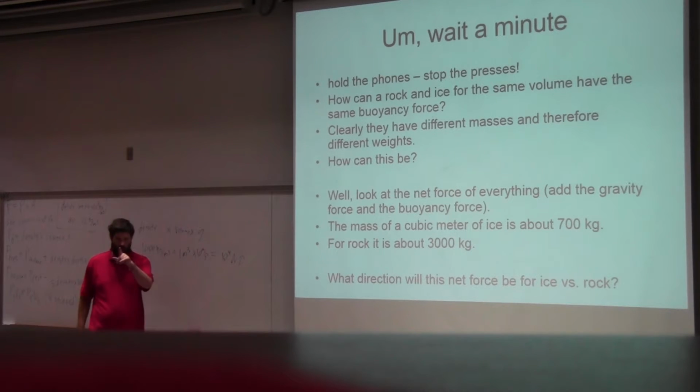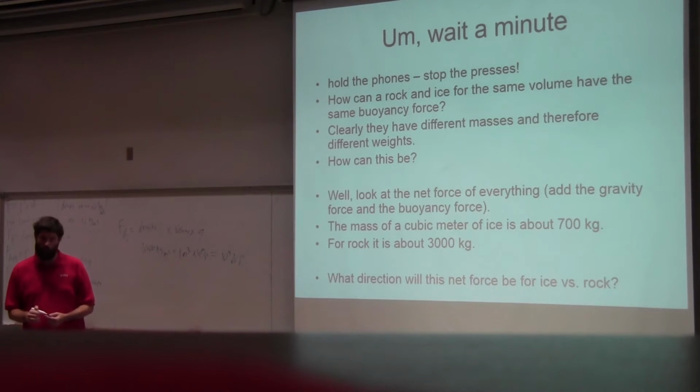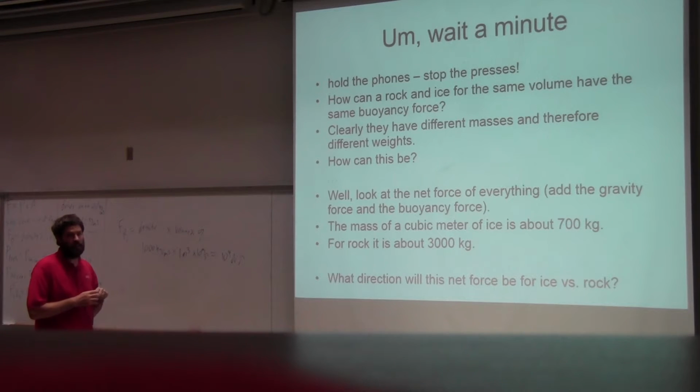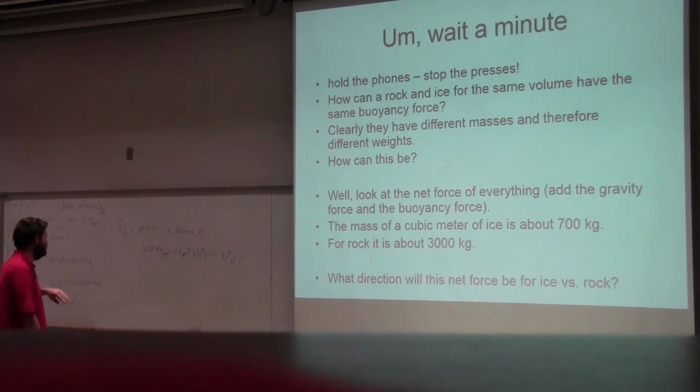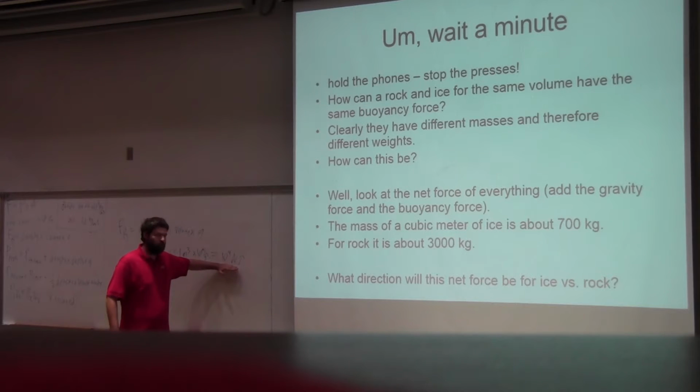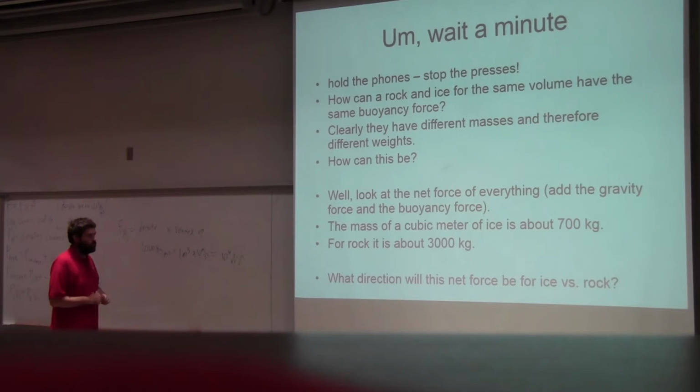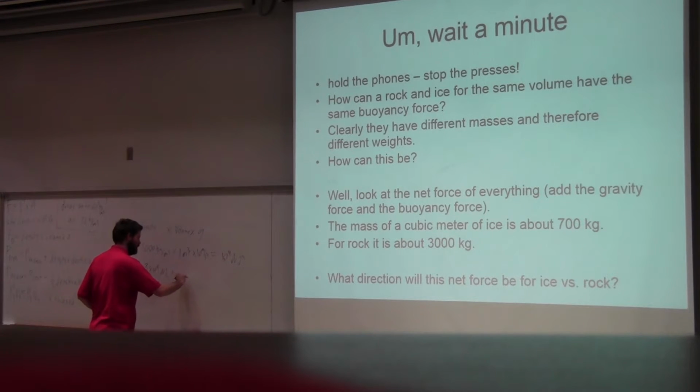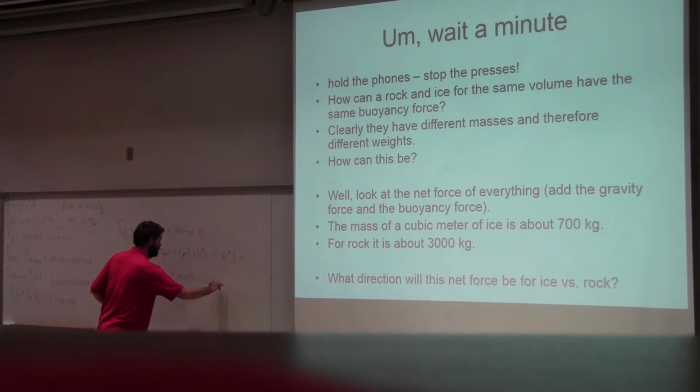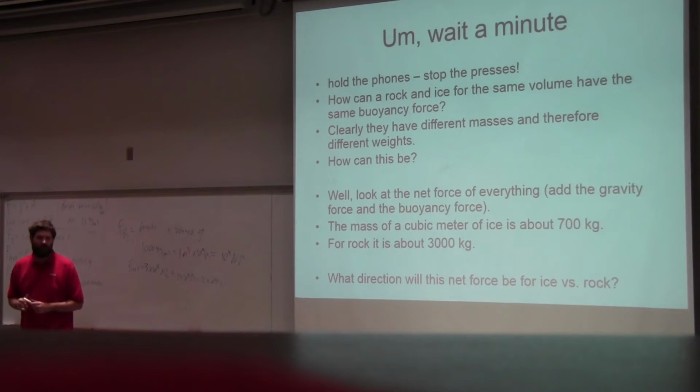Buoyancy force is usually upwards. If you have a downwards buoyancy force, you're in trouble. Because that would imply that the pressure is greater on top than it is on the bottom. And that doesn't happen very often. So I have 10 to the 4th newtons upwards as my buoyancy force. Now for the rock, I had 3 times 10 to the 4th newtons downwards for gravity. So the net force is 2 times 10 to the 4th newtons downwards, which means it sinks.